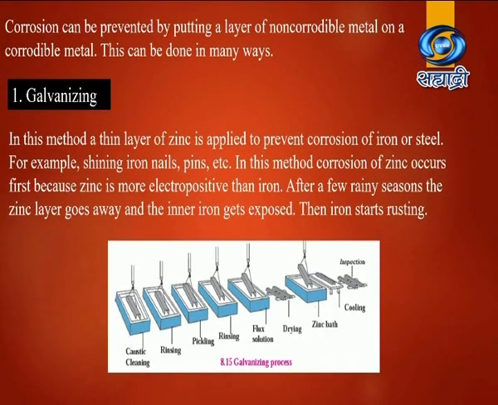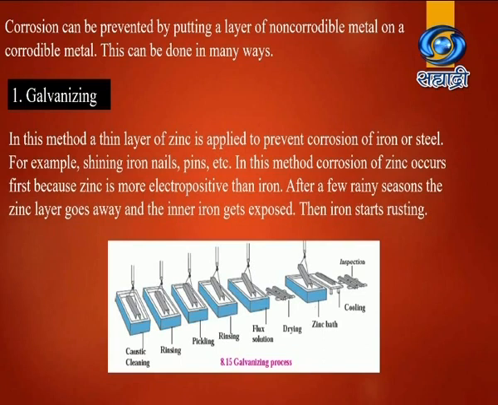Corrosion can be prevented by putting a layer of non-corrodable metal on a corrodable metal. This can be done in many ways. The first way of doing this is galvanizing. In this method, a thin layer of zinc is applied to prevent the corrosion of iron or steel. For example, shining iron nails, pins, etc.